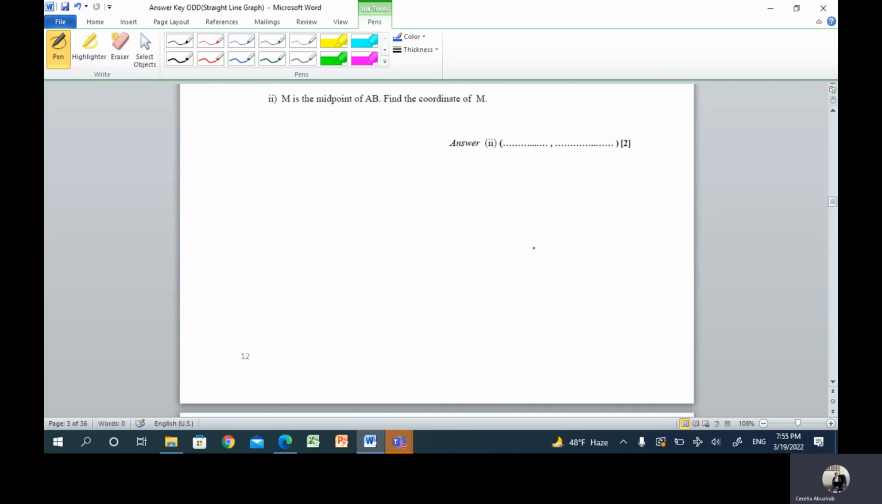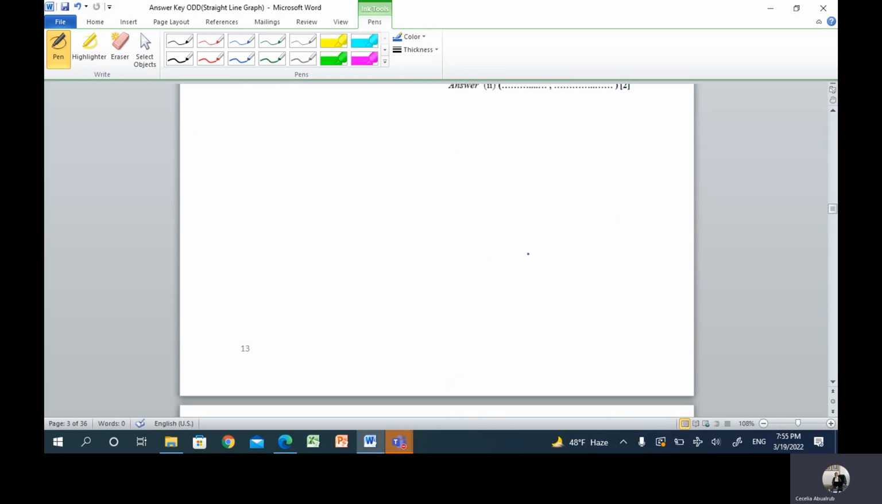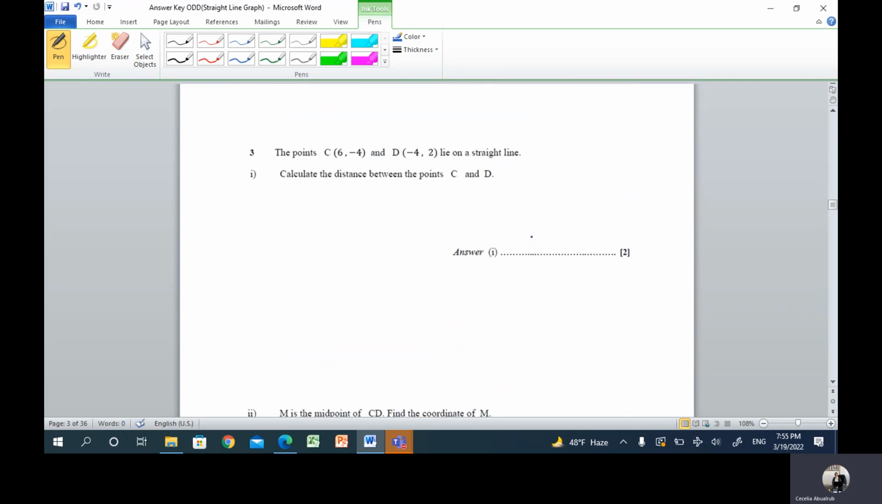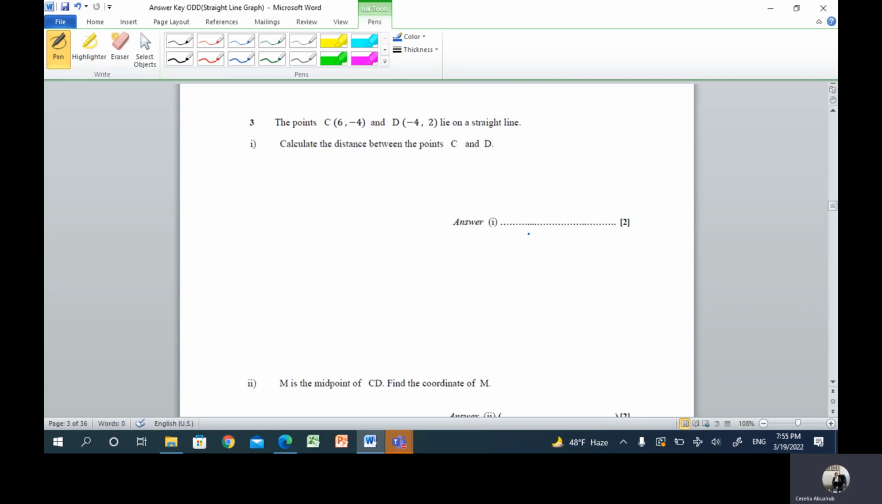Okay, now we're moving to page 13. Yeah, this is page 13. The points C and D are on a straight line. Calculate the distance between C and D.